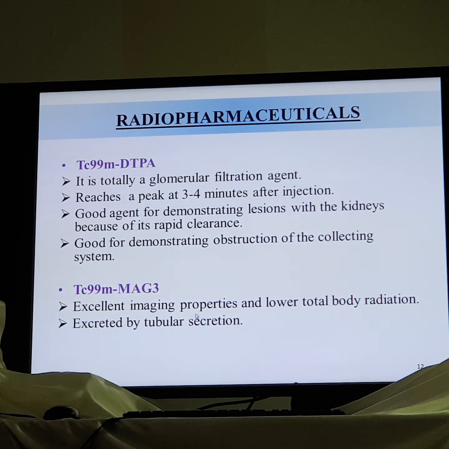MAG3 has excellent imaging properties and lower total body radiation, because 80% of the MAG3 will be absorbed in the tubules, so the clearance will be more rapid than DTPA. That's why the radiation will be low to the patients. So with normal patients, in the first 20 minutes after injection, the patients will be mainly free from radiation.